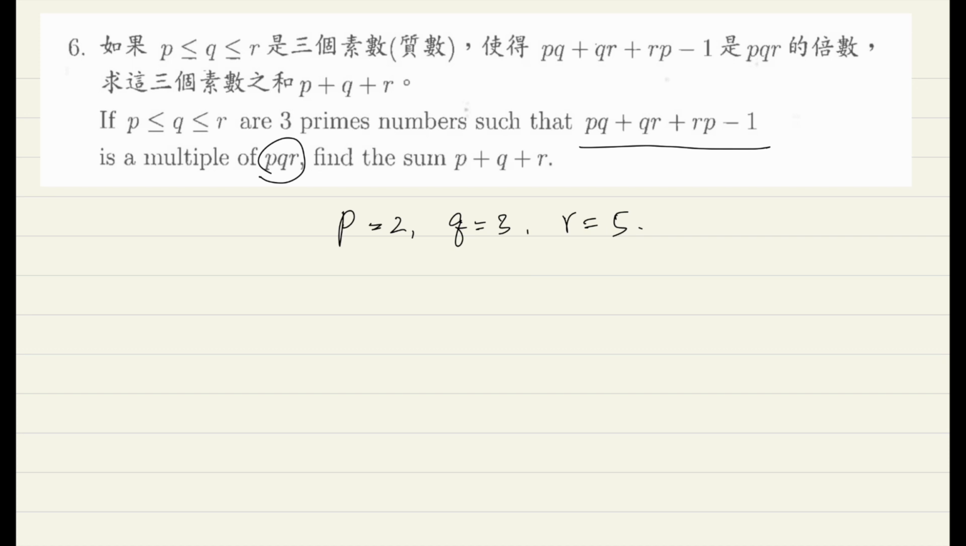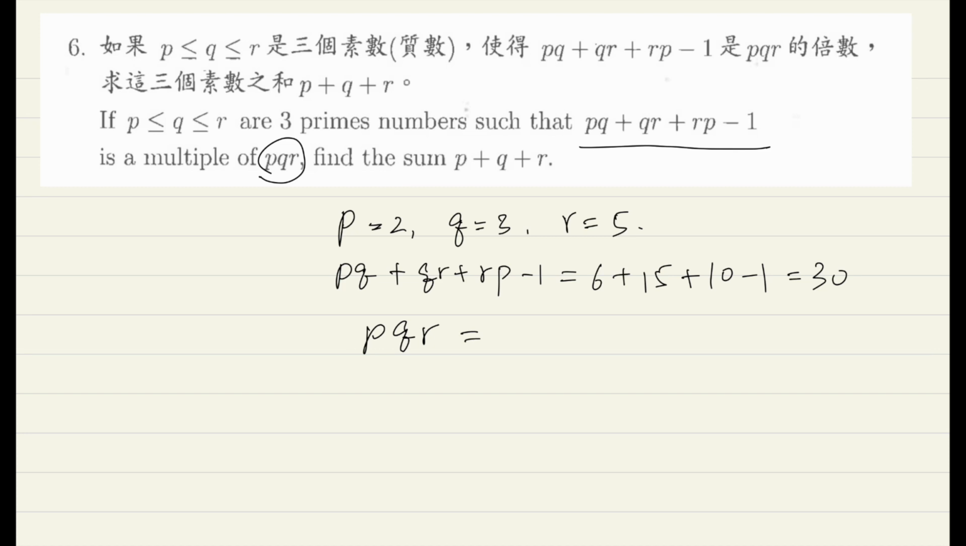So PQ plus QR plus RP minus 1 equals 6 plus 15 plus 10 minus 1, which is 30. Similarly, P times Q times R equals 2 times 3 times 5, which is 30 again. The condition is satisfied, right? 30 is a multiple of 30. And so the sum P plus Q plus R will be 10. This is the final answer for this question.